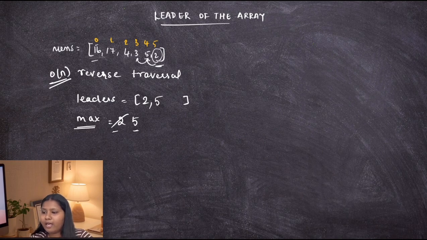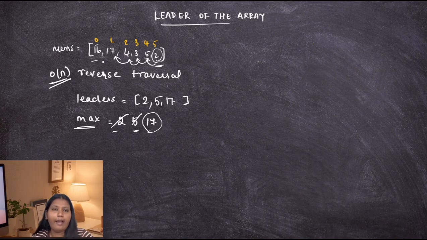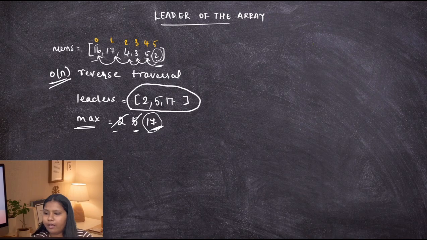Now go to the next element 3. This 3 is not greater than this 5. So skip. Go to the next element 4. This 4 is also not greater than 5. So go to the next element 17. This 17 is greater than 5. So update this max with 17. Now I have found the new max. I have to add it to my list. Added. Now go to the next element 16. This 16 is not greater than 17. So that's all. We have traversed the array and these are the leaders of the array.